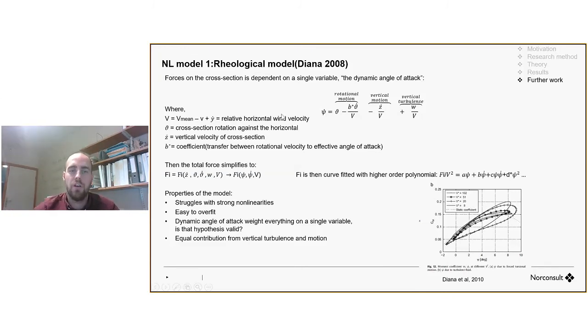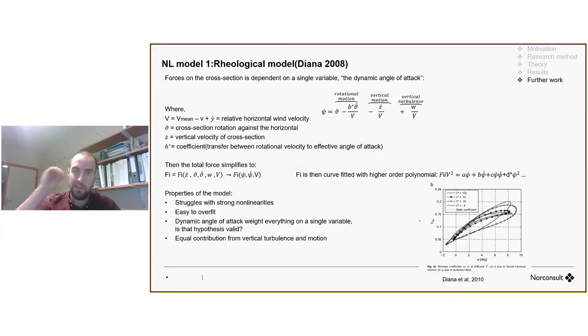And you have this one unique parameter to play with. So this basically reduces the total system from being dependent on all this to a much easier system, where you can curve fit your forces on the dynamic angle of attack and the velocity of the dynamic angle of attack, and you can basically curve fit these with higher polynomials or a rheological dashpot-spring system.